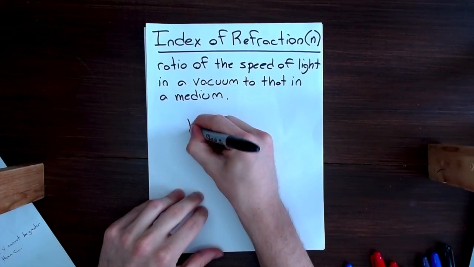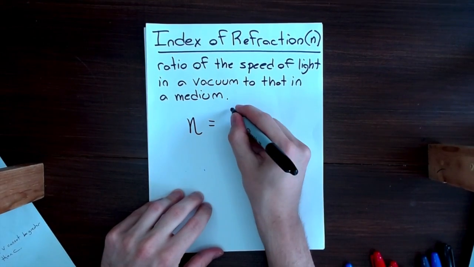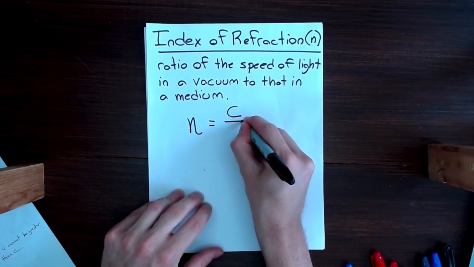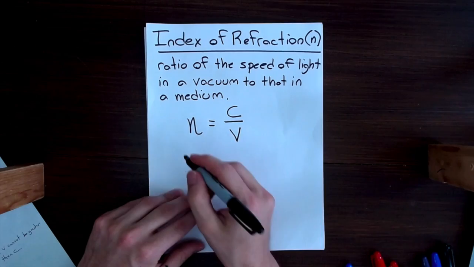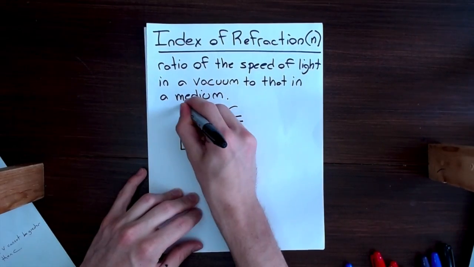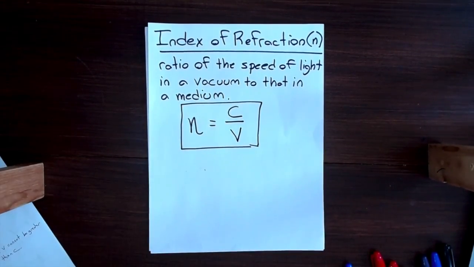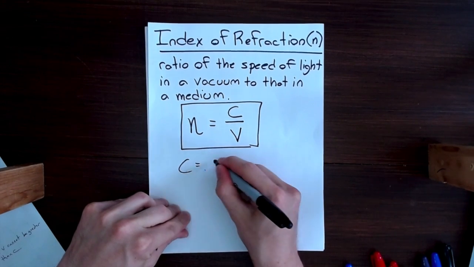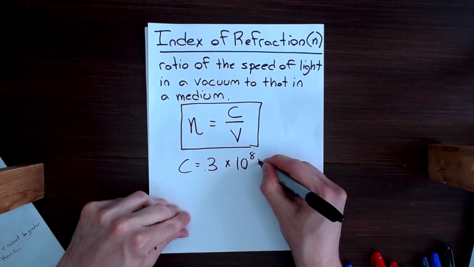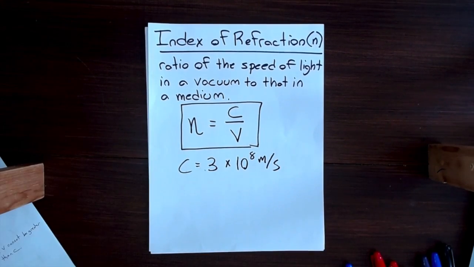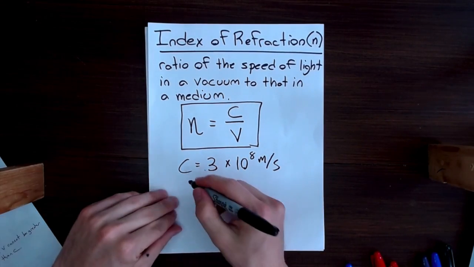So since it's that ratio, I think we can easily come up with our equation. The index of refraction is going to be equal to the speed of light in a vacuum, lowercase c, over the speed of light in a medium, just like that. So it's a ratio. Let's recall that c is equal to approximately 3 times 10 to the 8 meters per second. That's a constant. That is the speed of light in a vacuum.